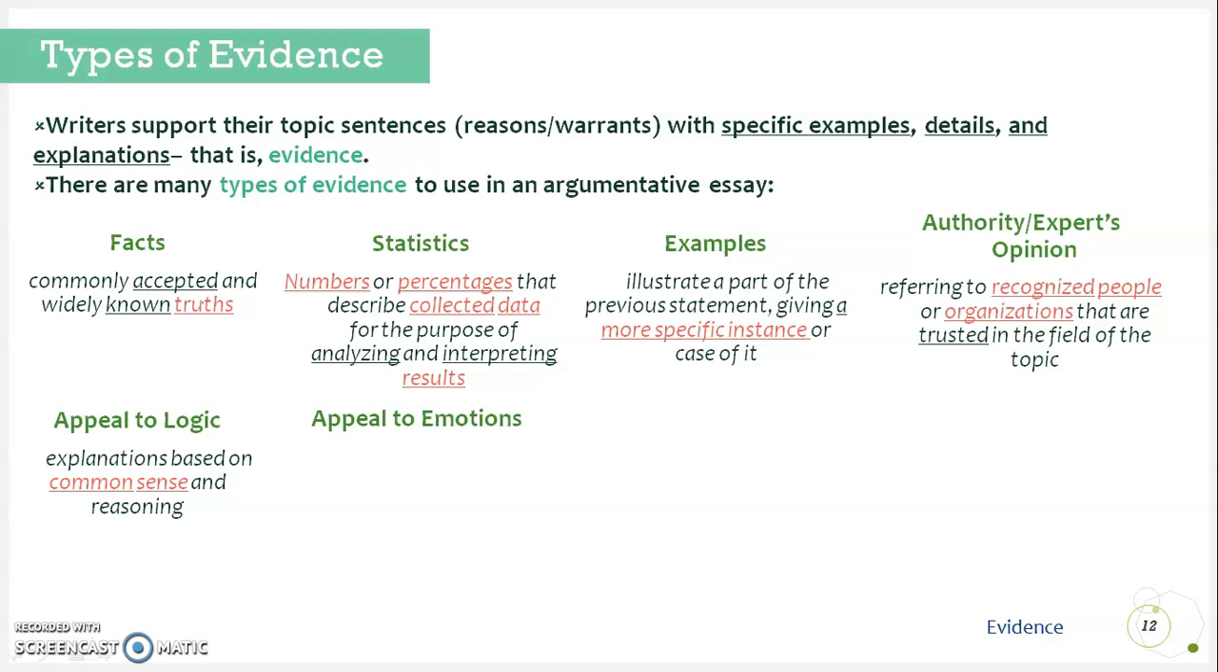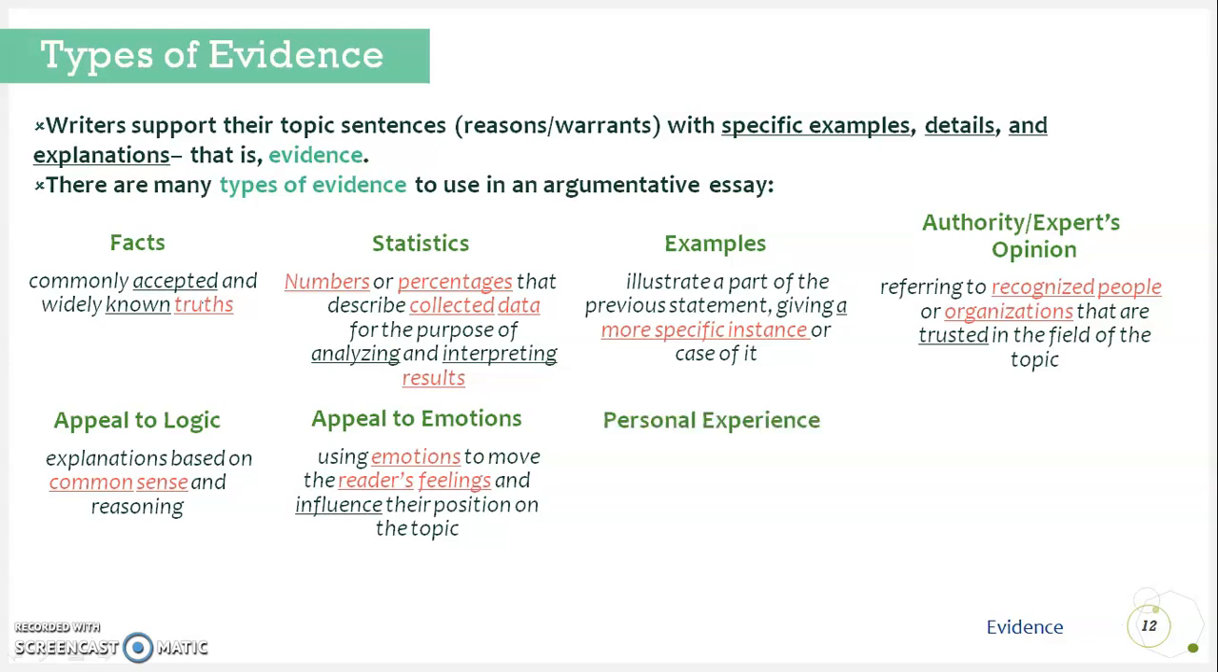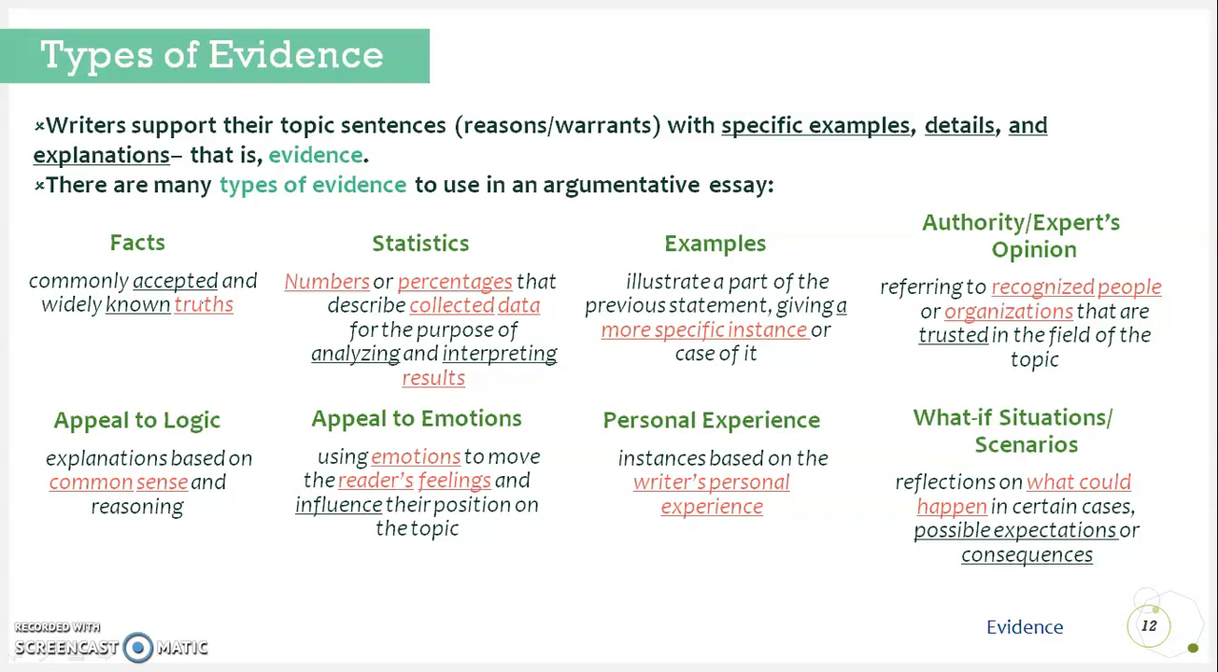Appeal to emotions is related to the emotions and the feelings of the readers. The writer moves the feelings of the readers in order to influence and affect their position on the topic. Then we have the personal experience, which is based on the experience of the writer or someone they know. Finally, what-if situations or scenarios, that is, imagining a certain situation and reflecting on what could happen if that thing happens.